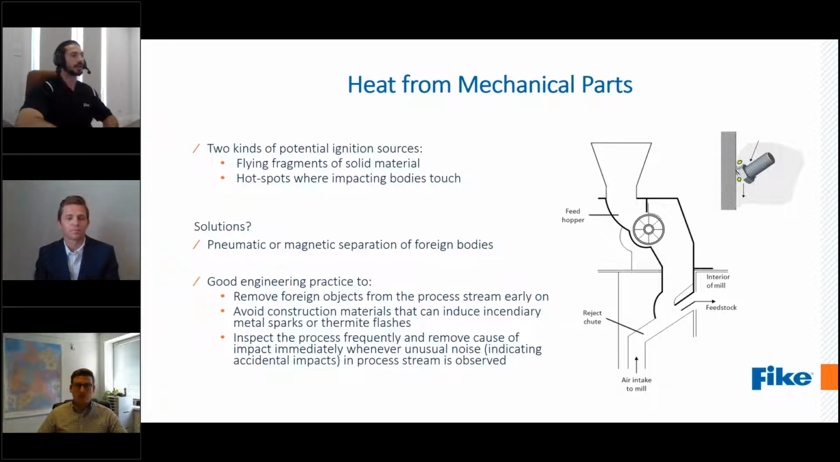Other good engineering practices for this might be removal of those foreign bodies from the process stream using that magnetic or pneumatic separation method. We can avoid construction materials that can induce incendiary metal sparks or thermite flashes. And then finally, we can also inspect the process frequently and remove any causes of impact immediately whenever they're seen within your process. Usually if you hear an unusual noise that an operator might not be familiar with, that could indicate that there is some unnecessary impact taking place.